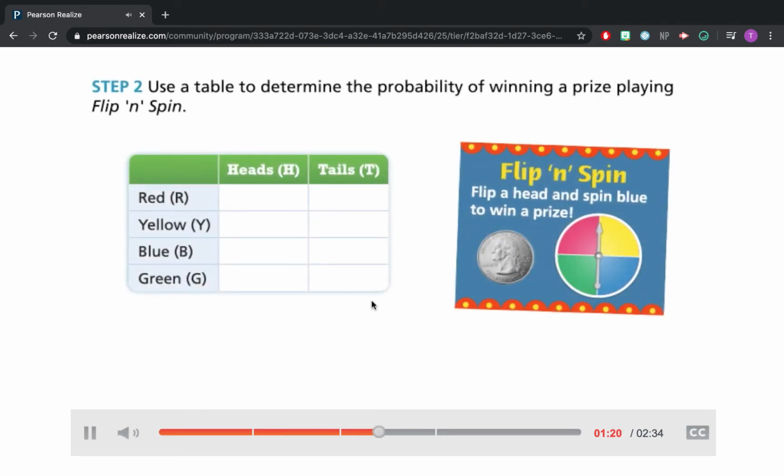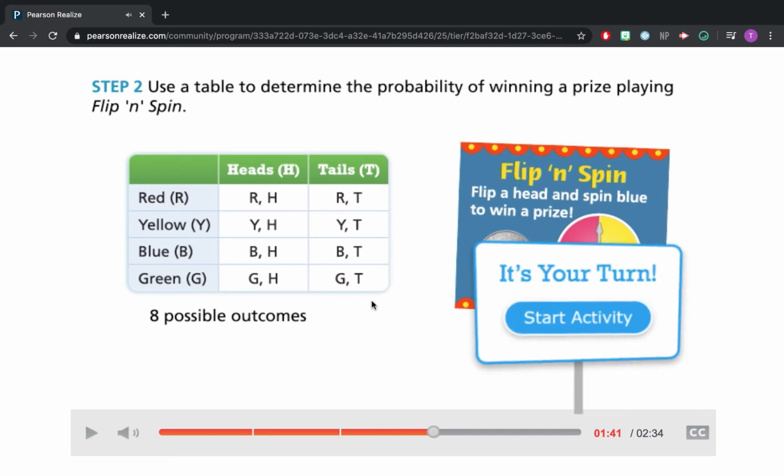Now, let's use a second table to determine the probability of winning a prize playing flip and spin. Spinning the spinner has 4 possible outcomes: red, yellow, blue, and green. Flipping the coin has 2 possible outcomes: heads and tails. Our table shows each of the 8 outcomes of this compound event. Now, this is a nice, neat, organized table here. Our sample space is 8.